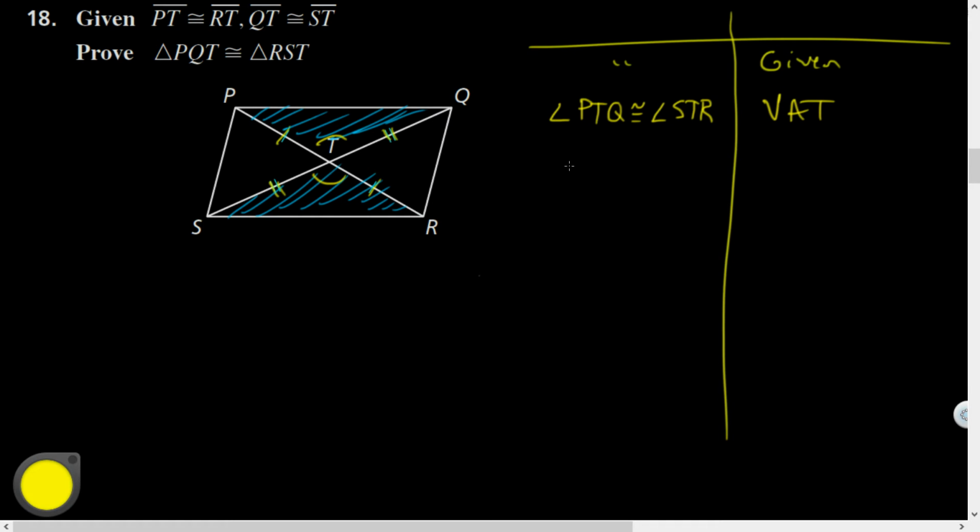And I think I can label triangles congruent. I guess we might as well just commit to the ones they gave us. PQT is congruent to RST. Okay, all right. And the reason? SAS. Ooh, man, good stuff, good stuff.